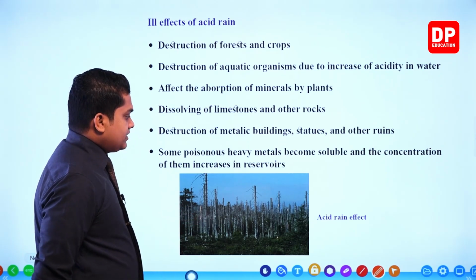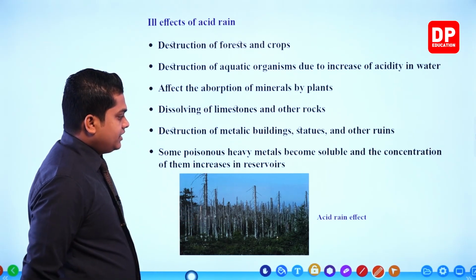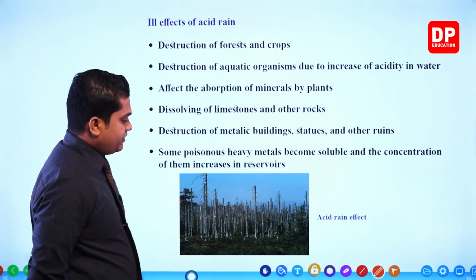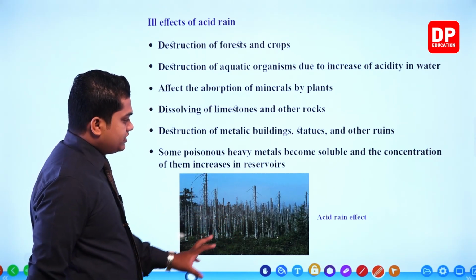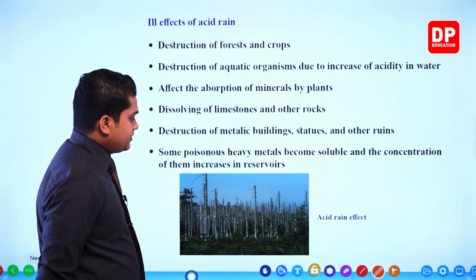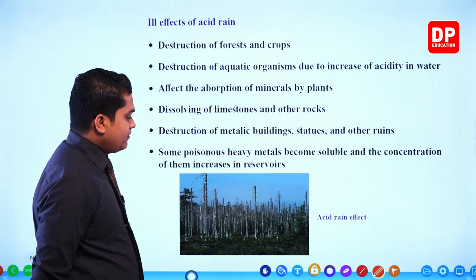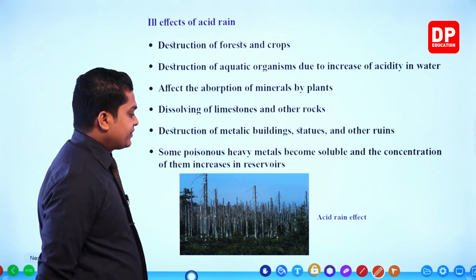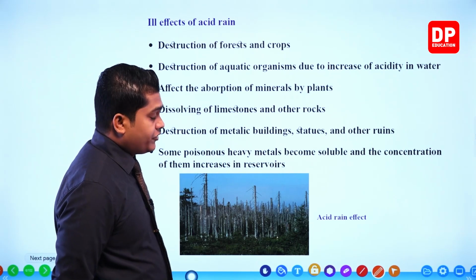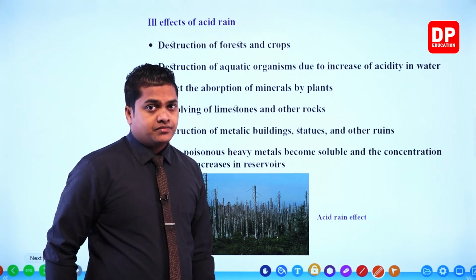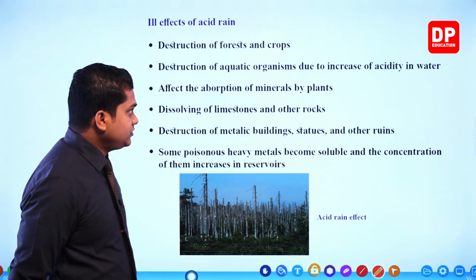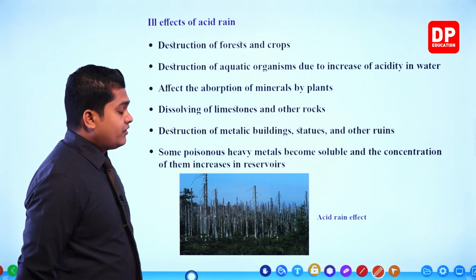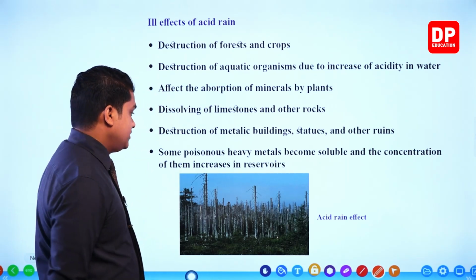Okay, the next one. You are given a certain figure. This shows the effect of acid rain. As you can see, the forest cover is being totally destroyed. The leaves are falling down to the ground because of the acidic nature of the rain. So acid rain has the ability to destroy whole vegetation. This is the ill effect of acid rain.